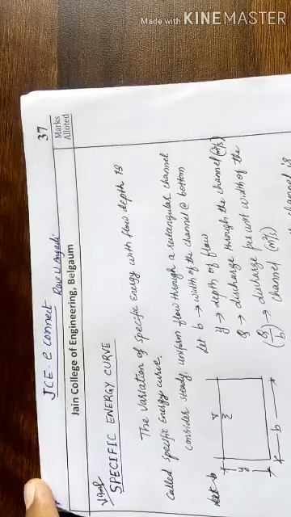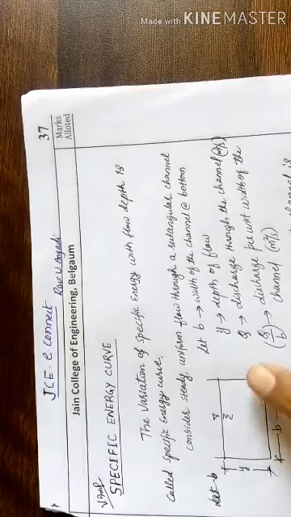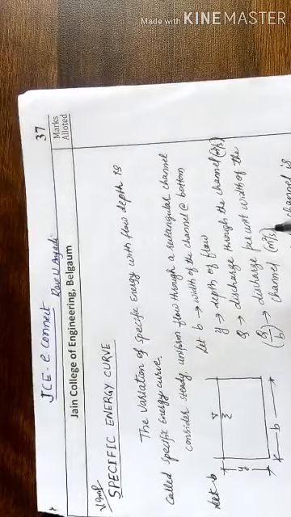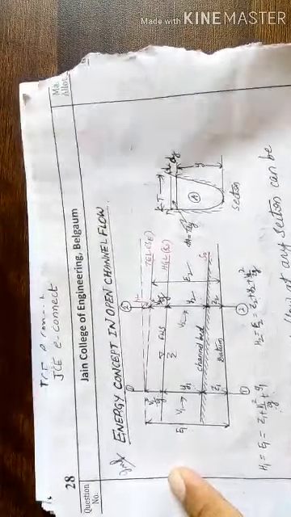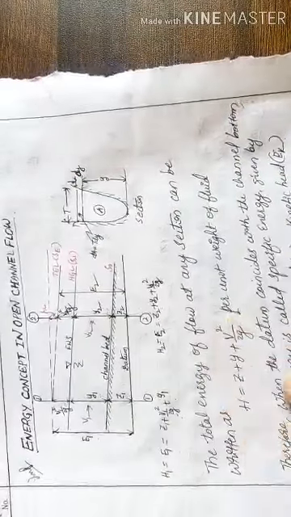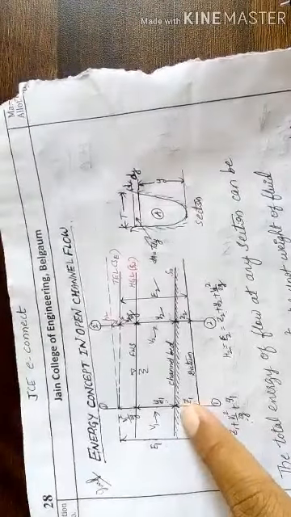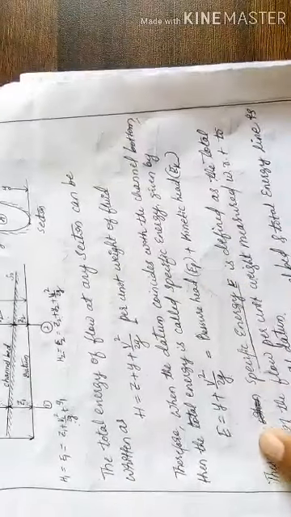In previous lectures, we have discussed the energy concept in open channel flow, how the energy can be written at a particular section, that is the specific energy. This is a very important concept in open channel flow. At a particular section, we can write the total energy as well as the specific energy. The specific energy is taken with respect to the channel bottom, that is pressure head plus kinetic head.